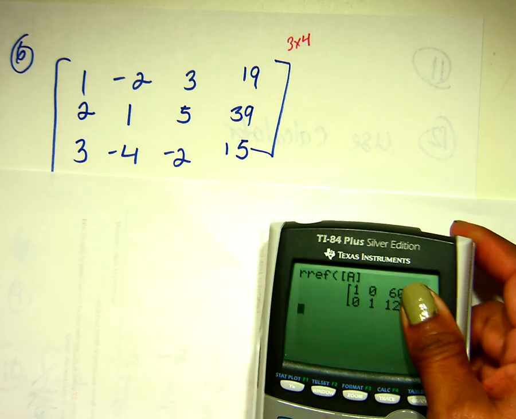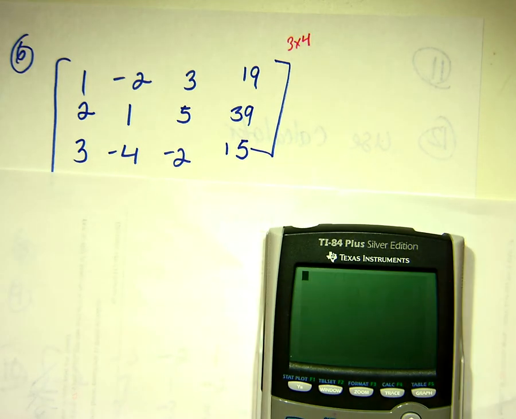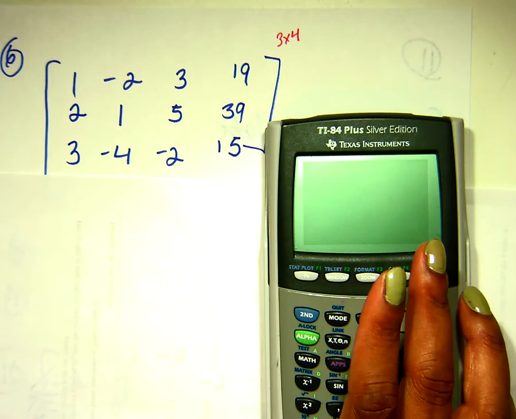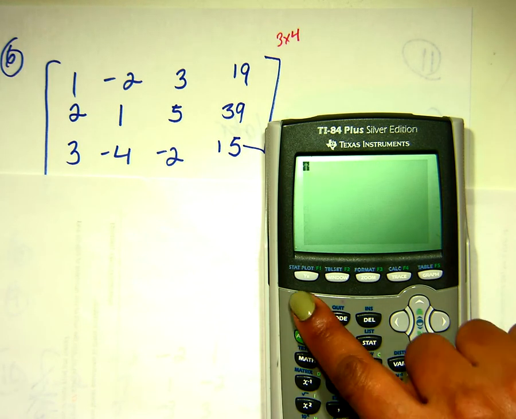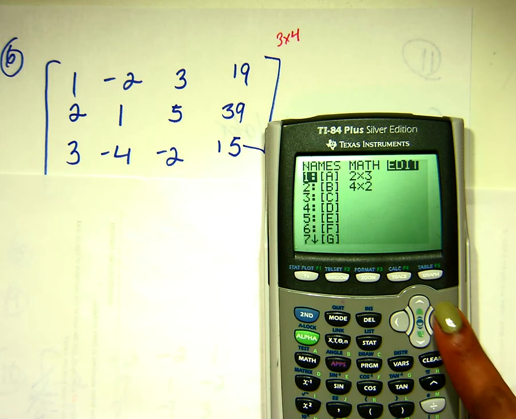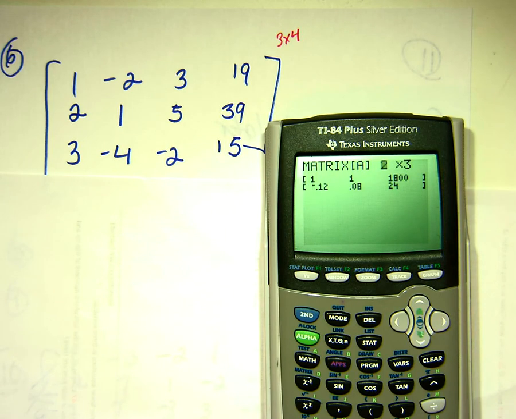We're still using our calculators. So let me bring it in just a little bit. So second matrix, go over to Edit, hit Enter, choose the option for Matrix A. This time we know it's going to be a 3 by 4. So hit 3 Enter, then 4 Enter. Now we're going to put our numbers in. 1, -2, 3, 19 for the first row. The second row is 2, 1, 5, and 39. And your third row is 3, -4, -2, and 15.